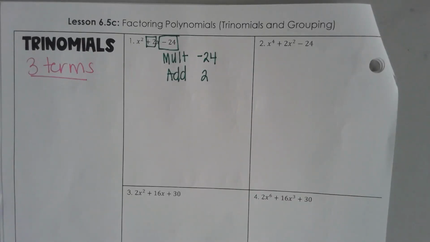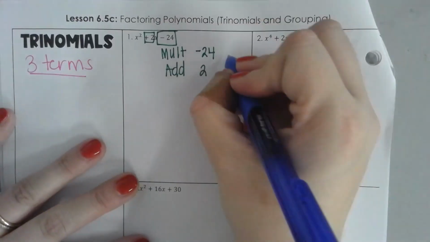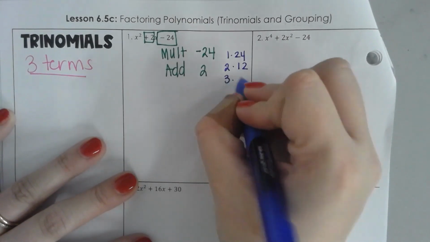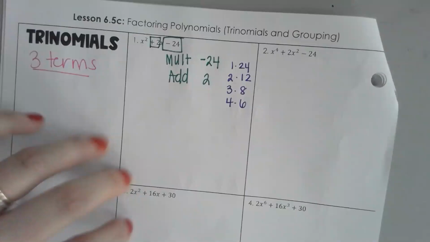2 numbers that multiply to be -24 and add to be 2. Any ideas on what those 2 numbers might be? Okay, well, what multiplies to be 24? 1 and 24, 2 and 12, 3 and 8, 4 and 6.